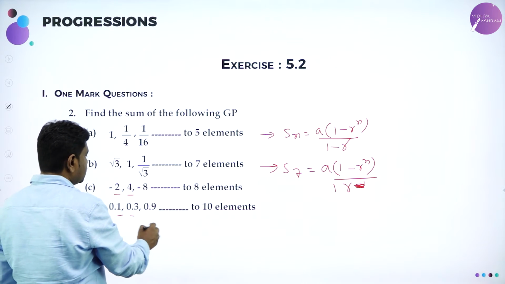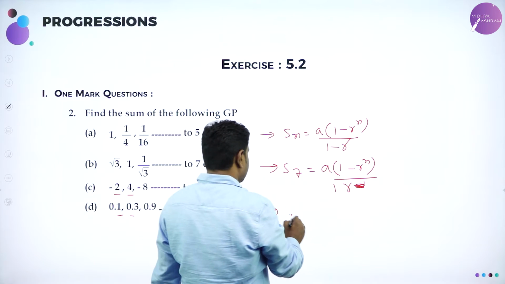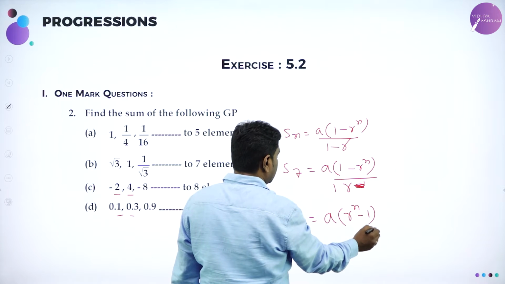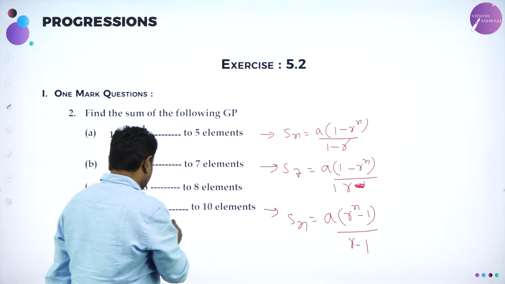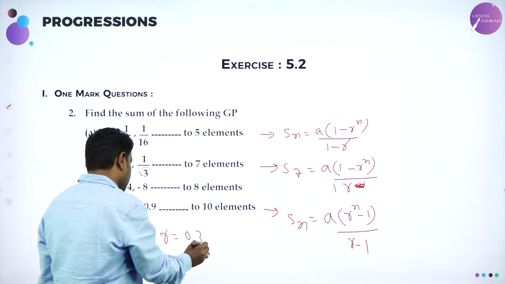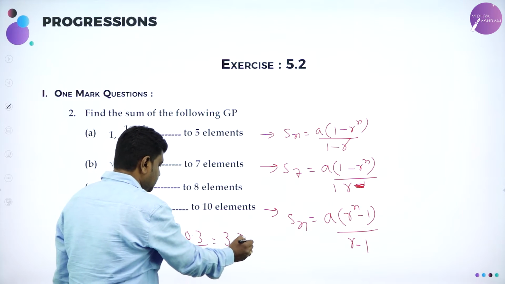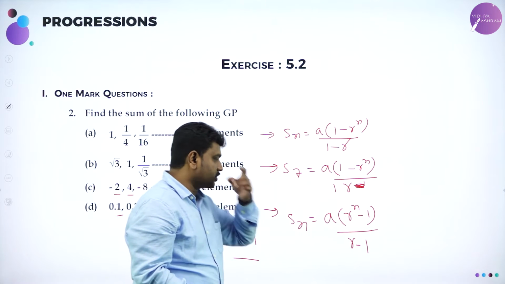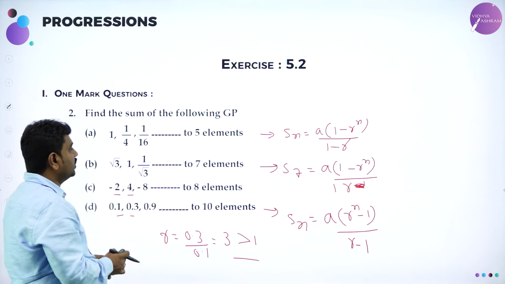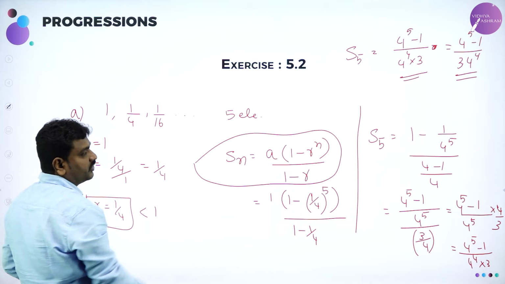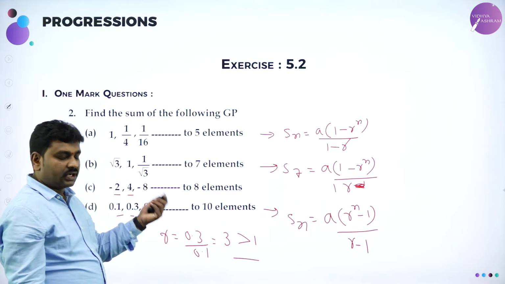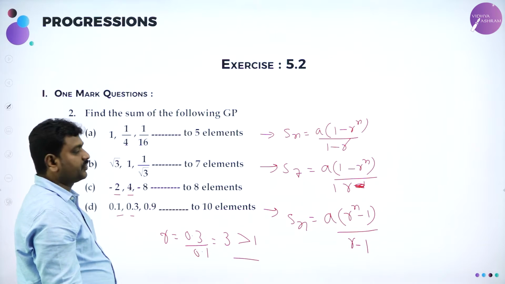In the last case, the formula changes. So here we'll use Sn is equal to A into R power n minus 1 by R minus 1, because in the last case you calculate the common ratio and it becomes 0.3 by 0.1, which is 3, greater than 1. When the common ratio is greater than 1, we'll have R power n minus 1 by R minus 1. So I hope all of you got the method. I gave the hint for the first problem and the formula for the last. You can simplify, solve and verify your answers.